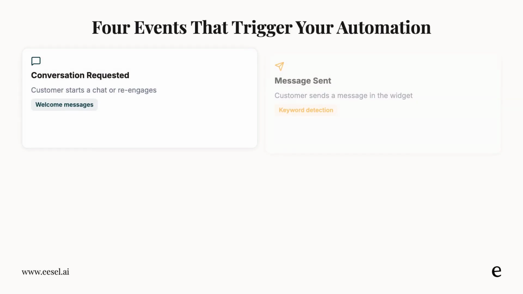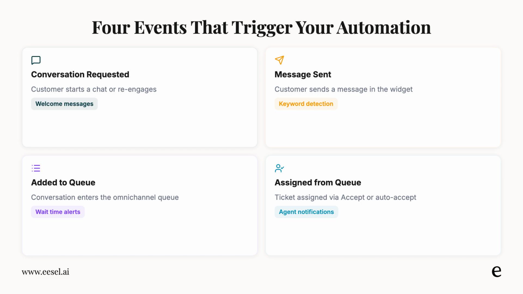Every trigger starts with a firing event. There are 4 options: when a customer requests a conversation, when they send a message, when the conversation enters the queue, and when it gets assigned from the queue. Each maps to a specific moment in the customer journey, and getting the right one matters.